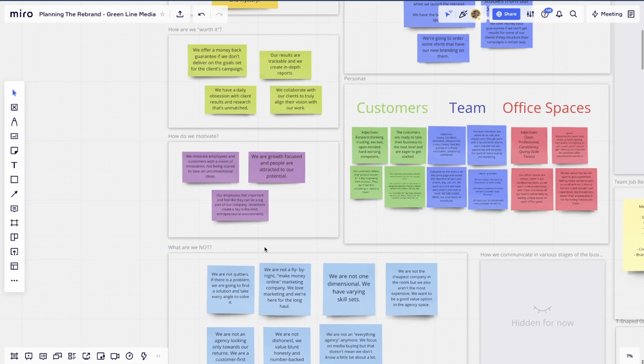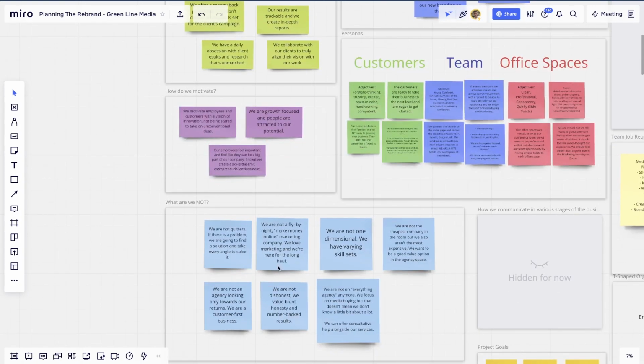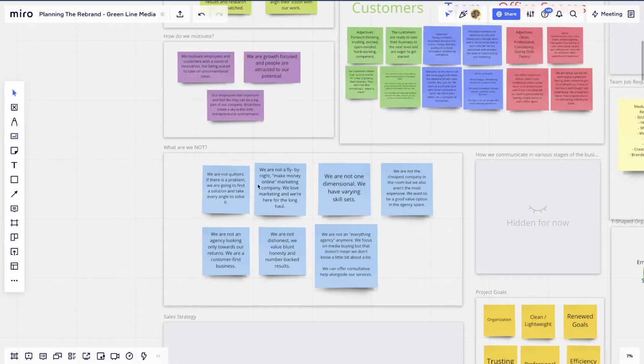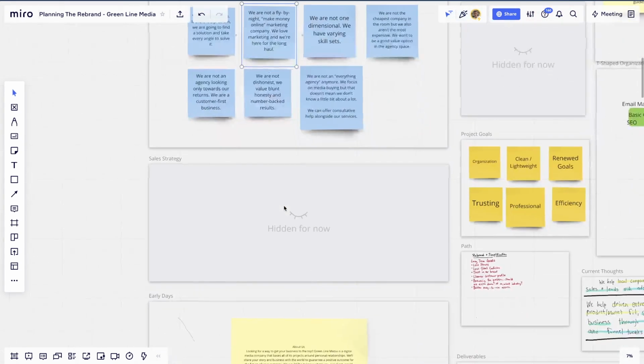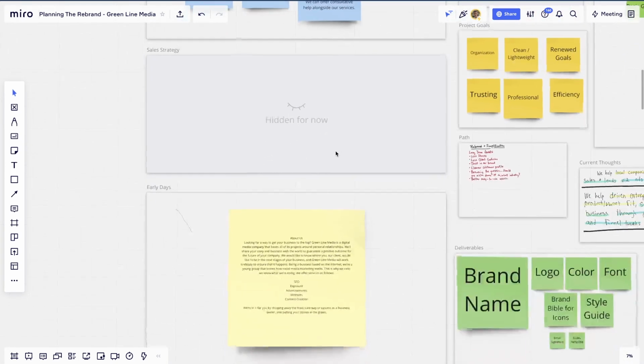So this is a really interesting exercise that our designer actually brought us through to try to give an idea of who we are not, because by defining who you are not, you also create a very strong definition of who you are. So that was another sort of exercise that we went through. Some of this stuff is hidden, as I said.